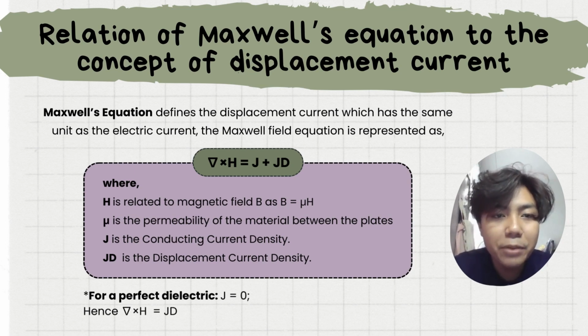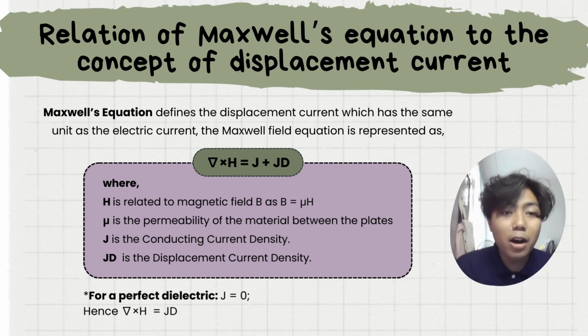Mu is the permeability of the material between the plates. J is the conducting current density. Meanwhile, JD is the displacement current density. For a perfect dielectric, which is a special case, J will be equal to 0. Hence, curl cross H is equal to JD, which is the equation for a perfect dielectric.